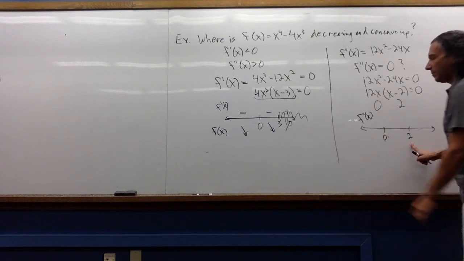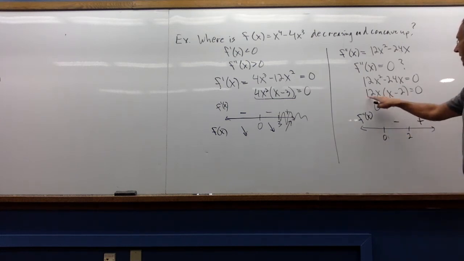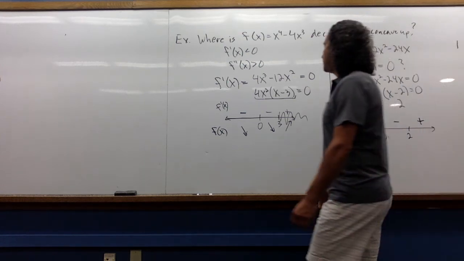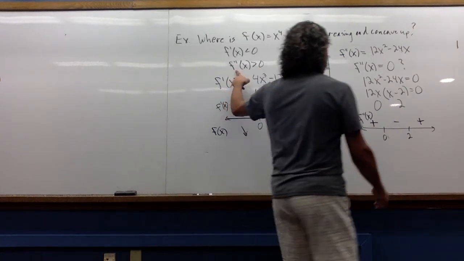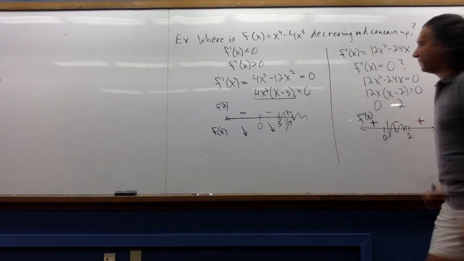If I plug in my favorite number bigger than 2, which is a million, billion, gazillion, that's positive. That's positive. That product is positive. Favorite number between 0 and 2 is 1. That's positive. That's negative. So that's negative. Favorite number less than 0, how about negative 10? That's negative. That's negative. That's positive. So we want to find the places where f double prime is bigger than 0. So that'll be here and here. So I don't even need that.